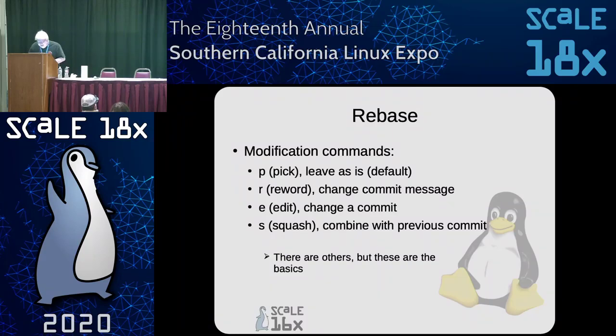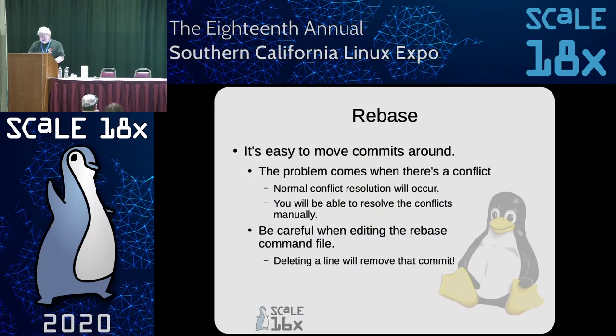The most used commands: P for pick, which basically leaves that commit as is, which is the default. R for reword, lets you change the commit message. E for edit, lets you change a commit. And S for squash, lets you basically combine one commit with the previous commit. There are more things you can do. They're in general used a little less frequently, and you can read more about them in the little comments section in the editor when you rebase.